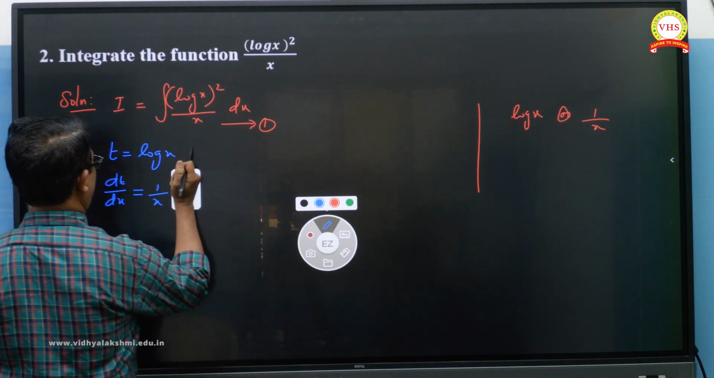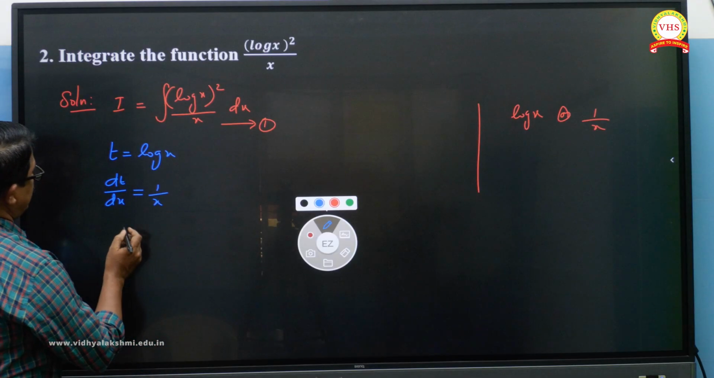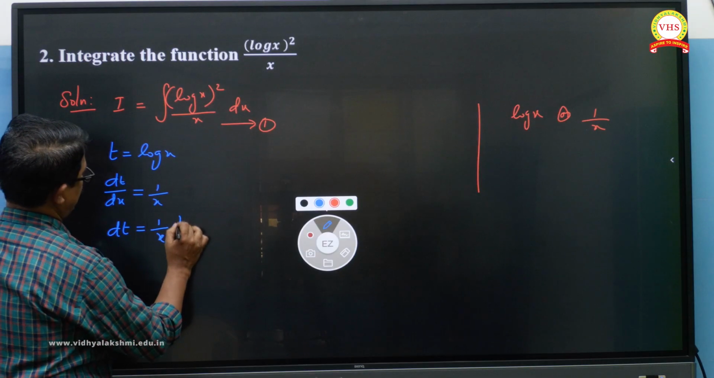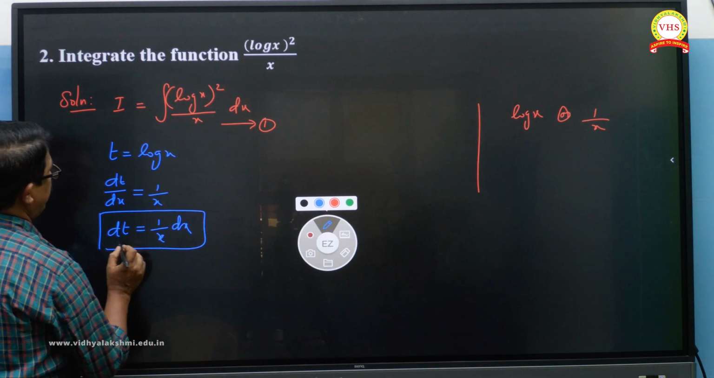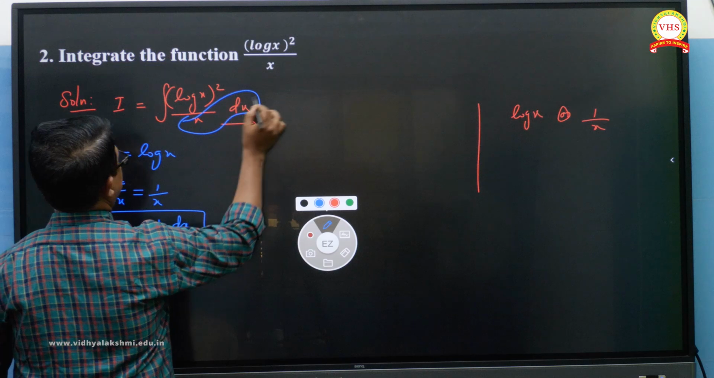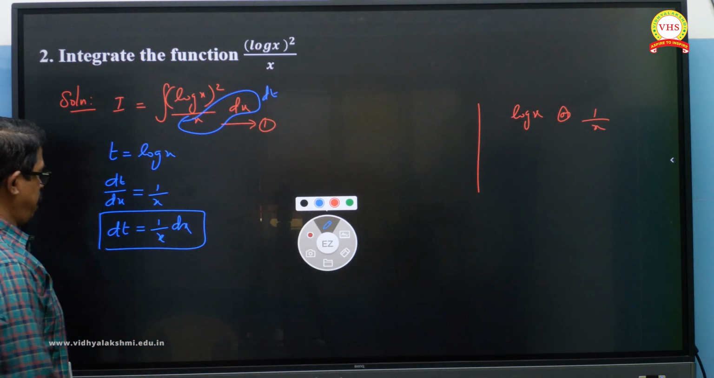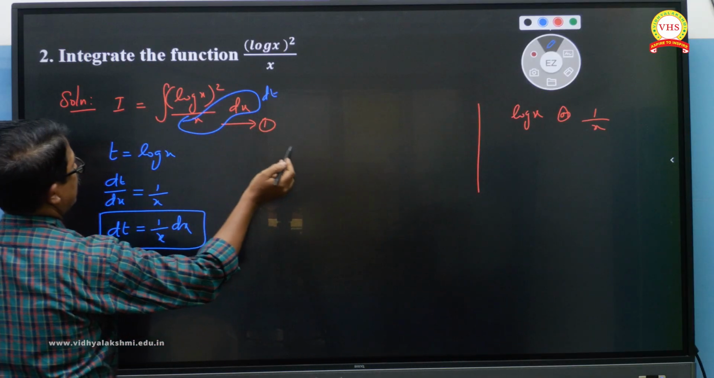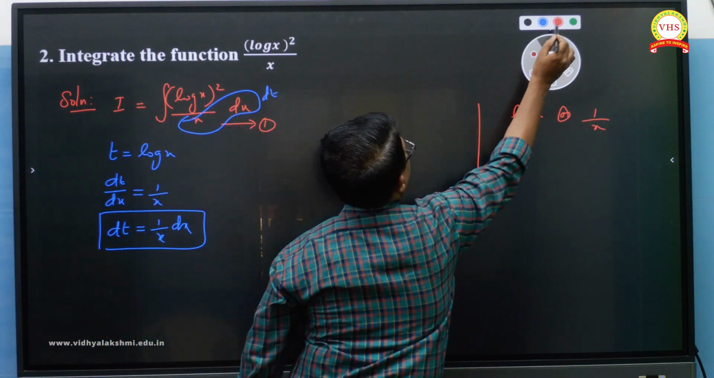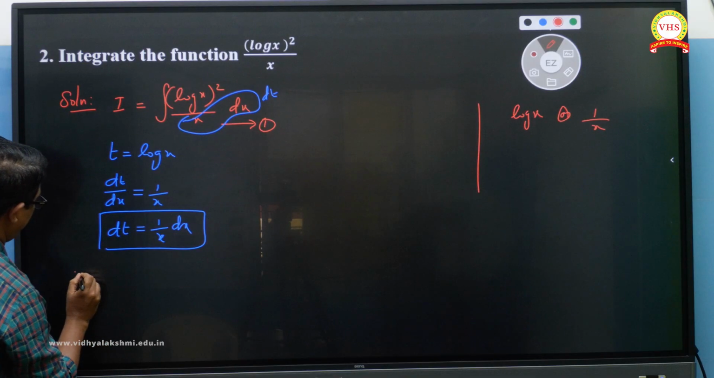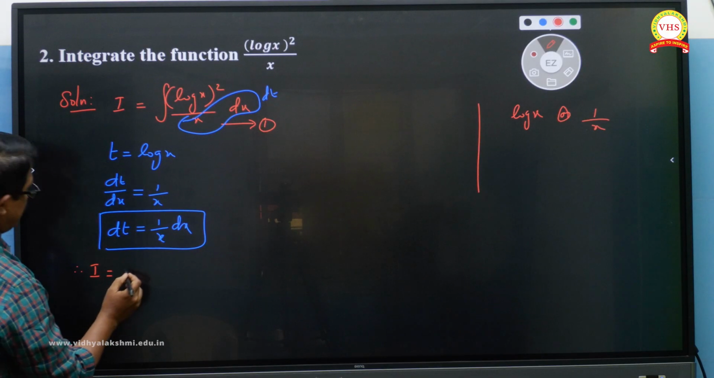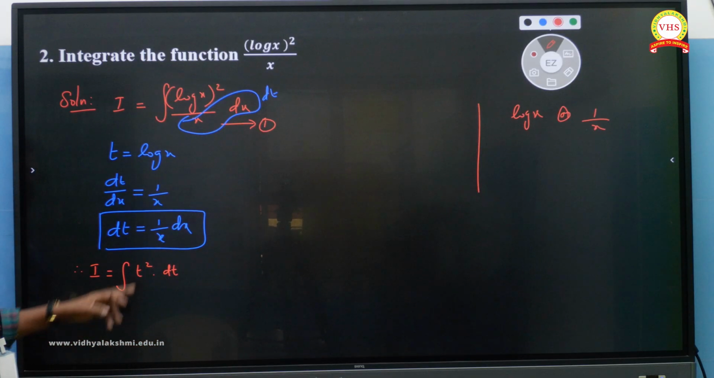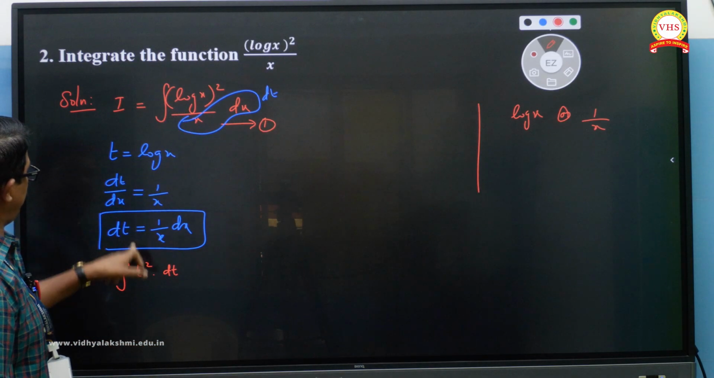Now we need only in terms of t. Now dt equal to what? 1 by x into dx. Look at the given integration, this becomes dt. Now we are going to find the integral of the given function, equation number 1, that is, therefore I equal to integral t square into dt, because the log x whole square becomes t square.